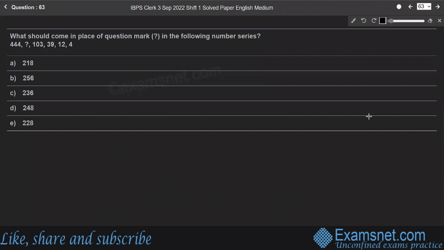Question 63. What should come in place of question mark in the following number series? So in the given series, we have to find the second number, right? So let us start from the last number, 4. Here, 4 can be written as 1 square plus 3. 1 square is 1, plus 3 is 4. That means from the last, it is the first number, right? So the second number 12 can be written as 3 square plus 3.